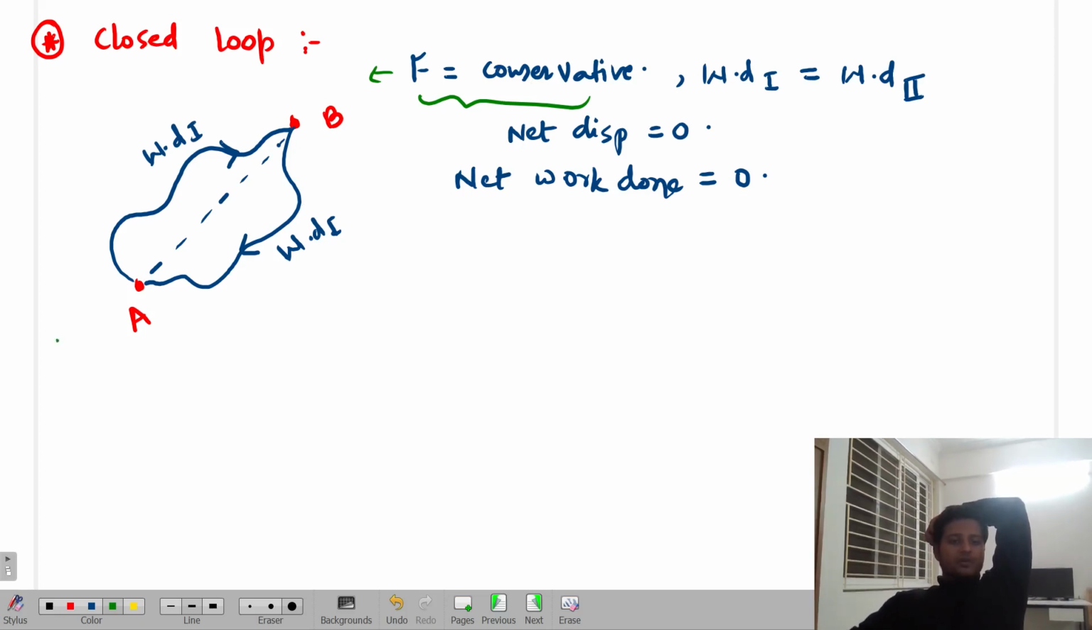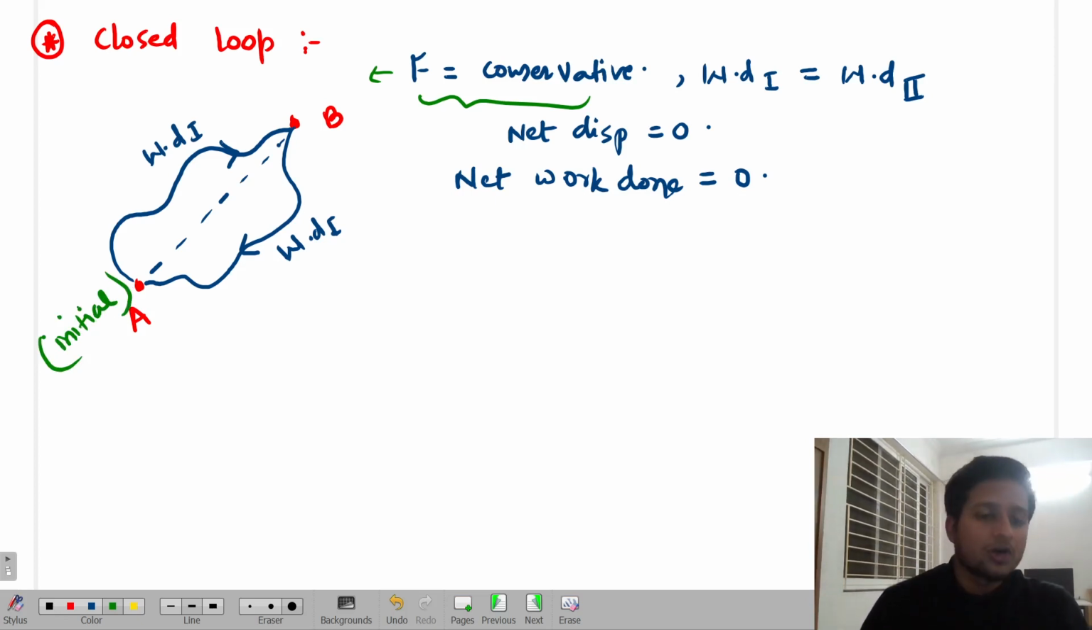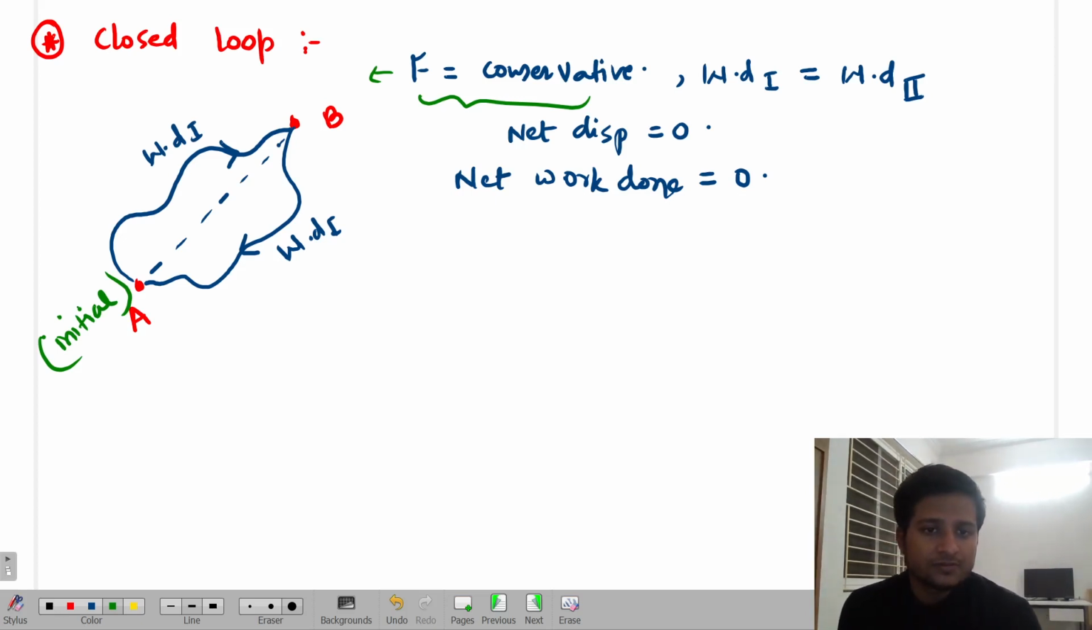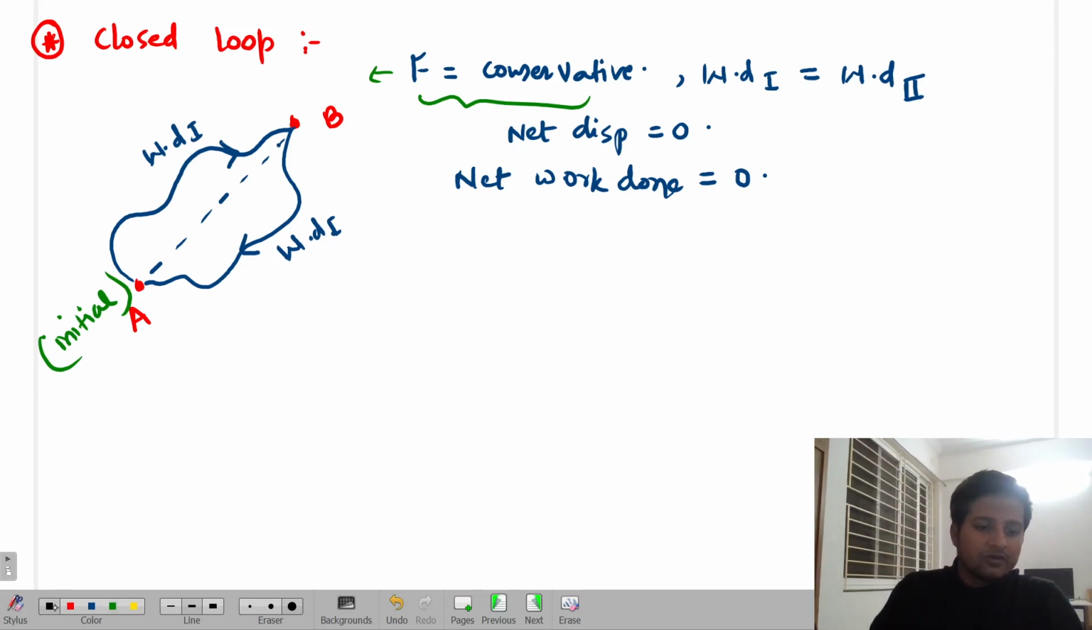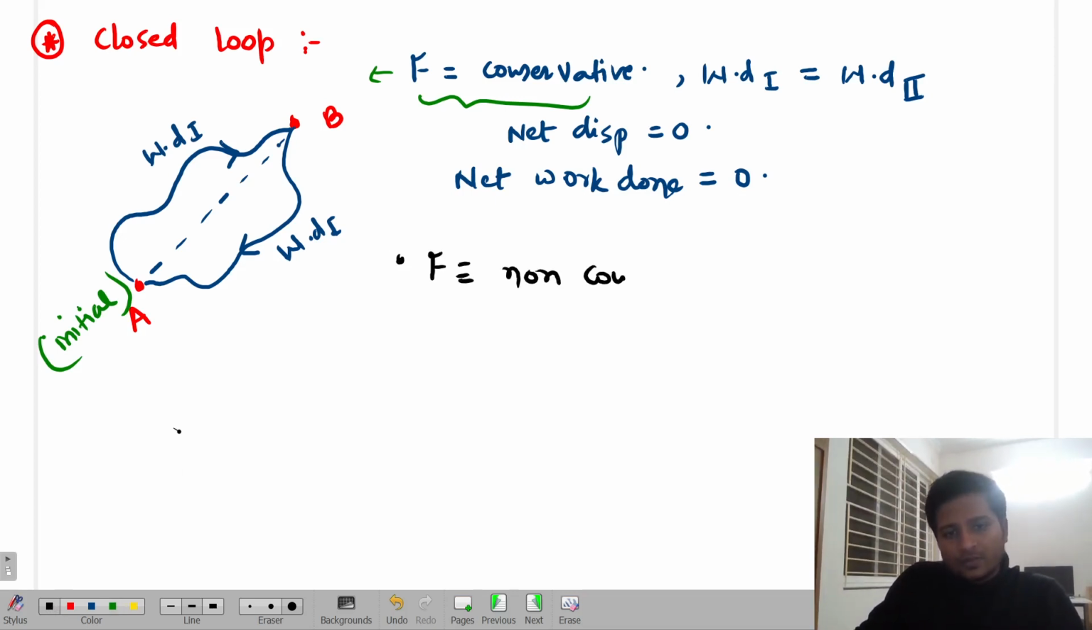Now if I am starting from the initial point and once again I return back to the same initial point, what will happen? The net work done in a closed loop will be equal to how much? Zero. But that happens for which case? If the force is conservative. But if I have the same closed loop, but which kind of force? Non-conservative force.